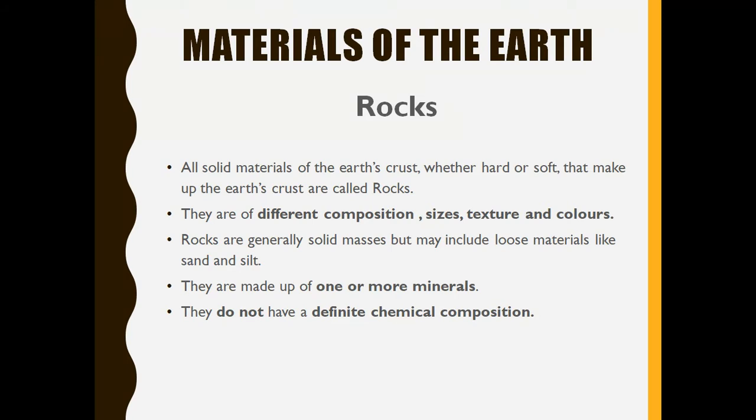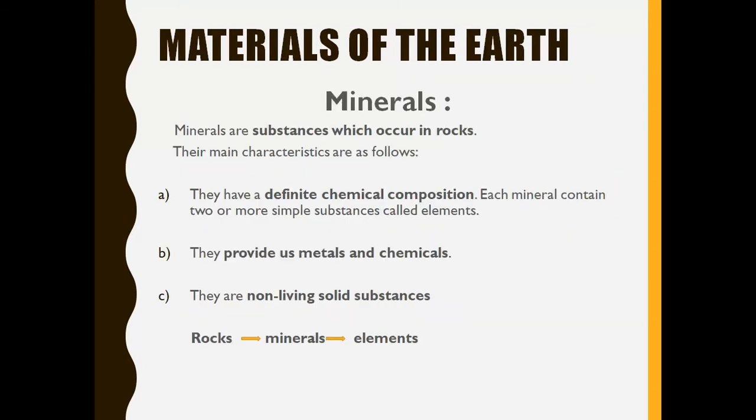They are made up of one or more minerals. That means minerals are the substances found in the rocks, and the rocks do not have a definite chemical composition. Right? So understood, rock is a solid material that makes up the earth crust. They have different compositions, sizes, texture, colors. They are generally solid masses, but they may also include loose material like sand and silt. They are made up of one or more minerals, and they do not have a definite chemical composition.